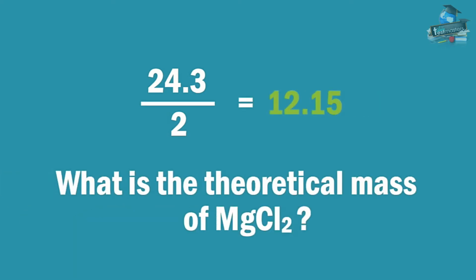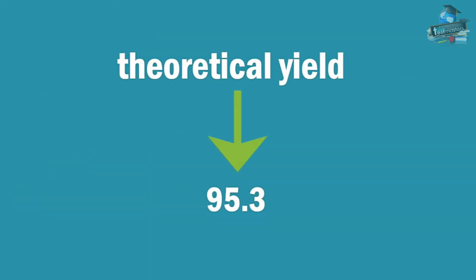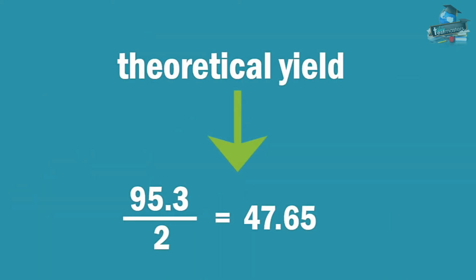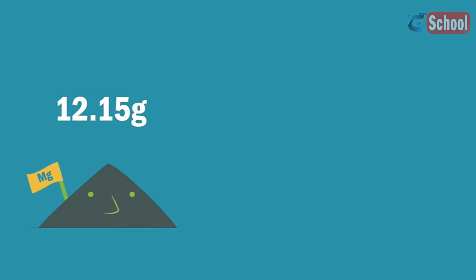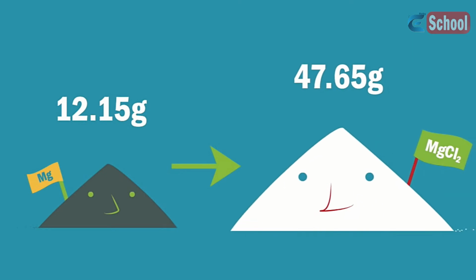If you use half the formula mass of magnesium atoms, 12.15 grams, what do you think the theoretical mass of magnesium chloride is now? Pause the video and continue when ready. The answer is that you expect half of the theoretical yield as well. This means that 12.15 grams of magnesium would theoretically yield 47.65 grams of magnesium chloride.